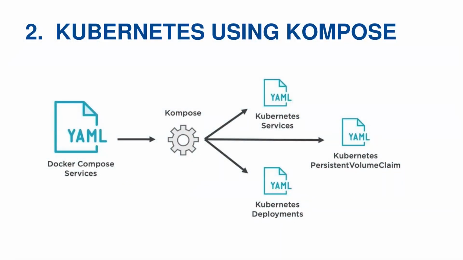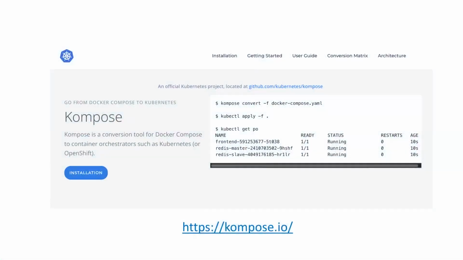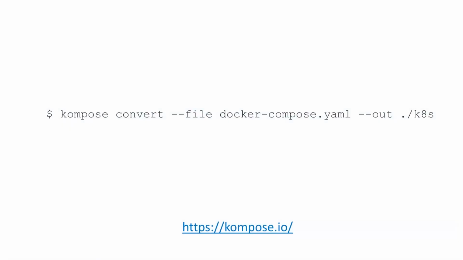Compose is a tool to help users familiar with Docker Compose move to Kubernetes. It takes a Docker Compose file and translates it into Kubernetes resources. To install Compose, follow the instructions on compose.io/installation. Once installed, to convert the Docker file to Kubernetes YAML, use the following command in the Docker Compose directory with options. That is, compose convert -f docker-compose.yaml.